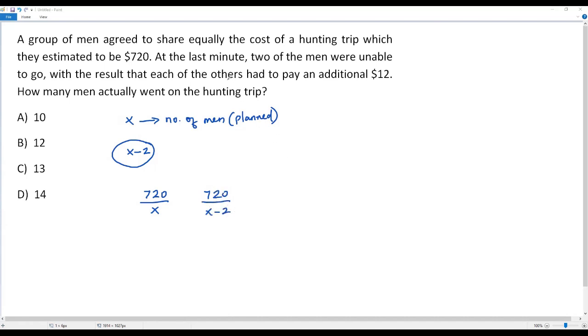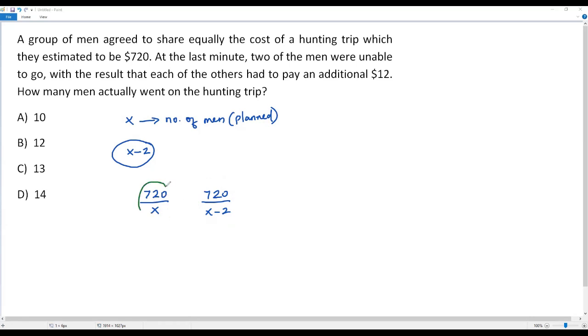Okay, according to the given information, at the last minute, when two of the men were unable to go, the share of each person increased by $12. Here we already know that this is the share of each person when x men went on the hunting trip, and this is the share of each person when x minus 2 men went on the hunting trip. So clearly, the share of each person over here is $12 more than the share of each person over here.